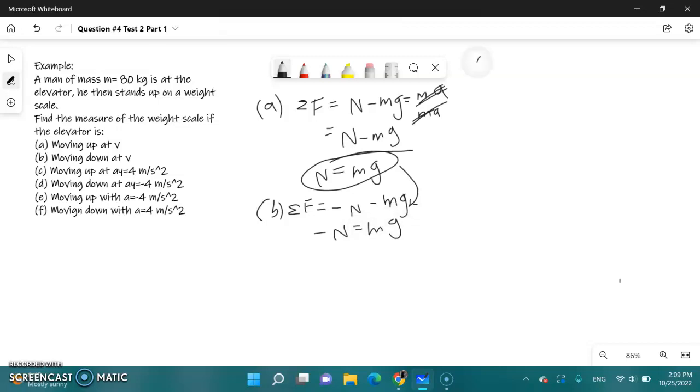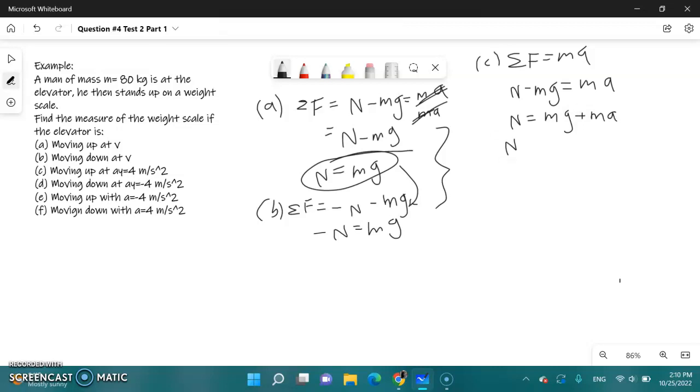Now for part C, it's a little more complicated because now we have an acceleration and it's moving up at 4 meters per second squared. So now we can actually try to do F equals ma. And since we already know the sum of the forces, as we established in the first two parts, is N minus mg, we can make this N minus mg equals ma, and then by moving this equation around a bit, we get N equals mg plus ma. So the weight plus the force.